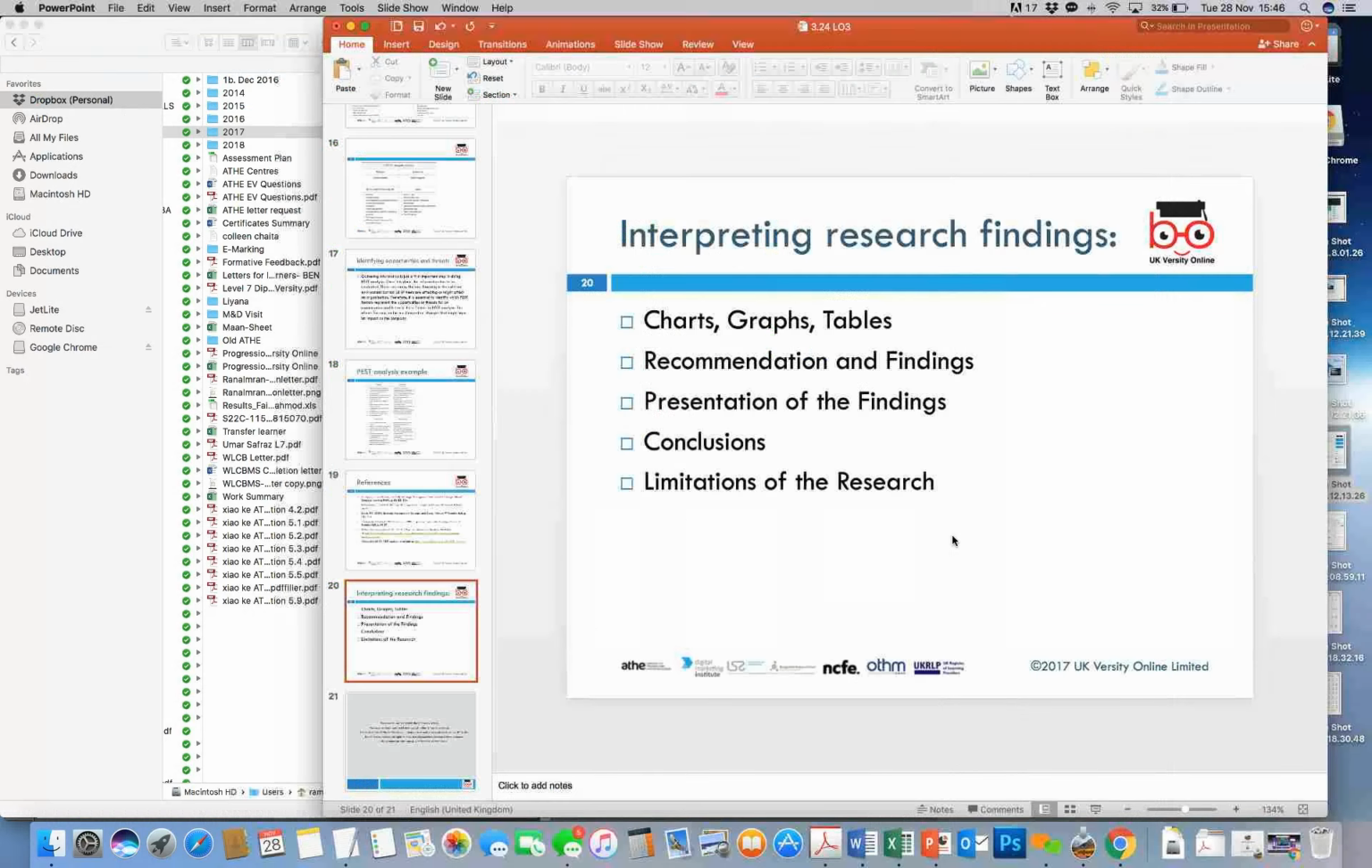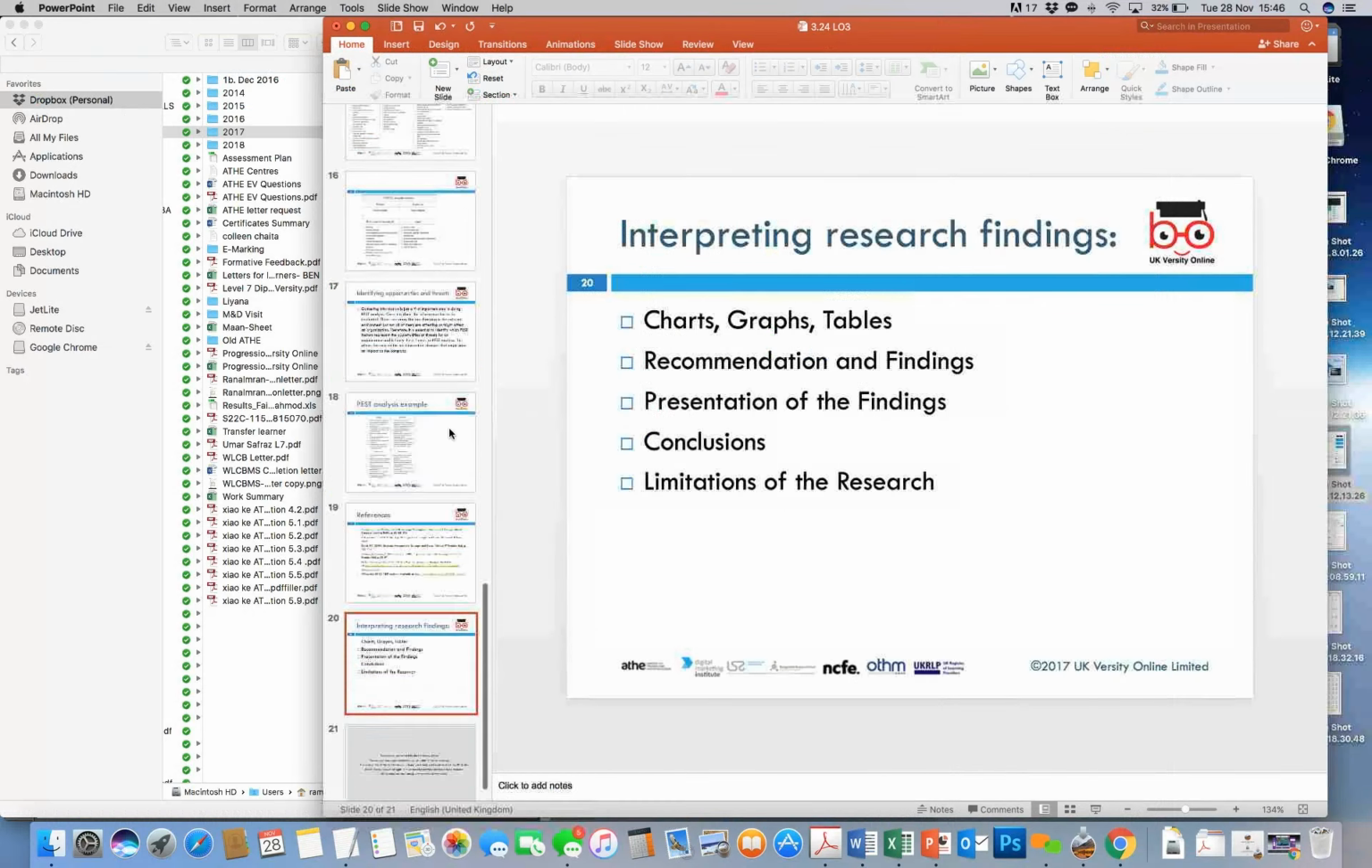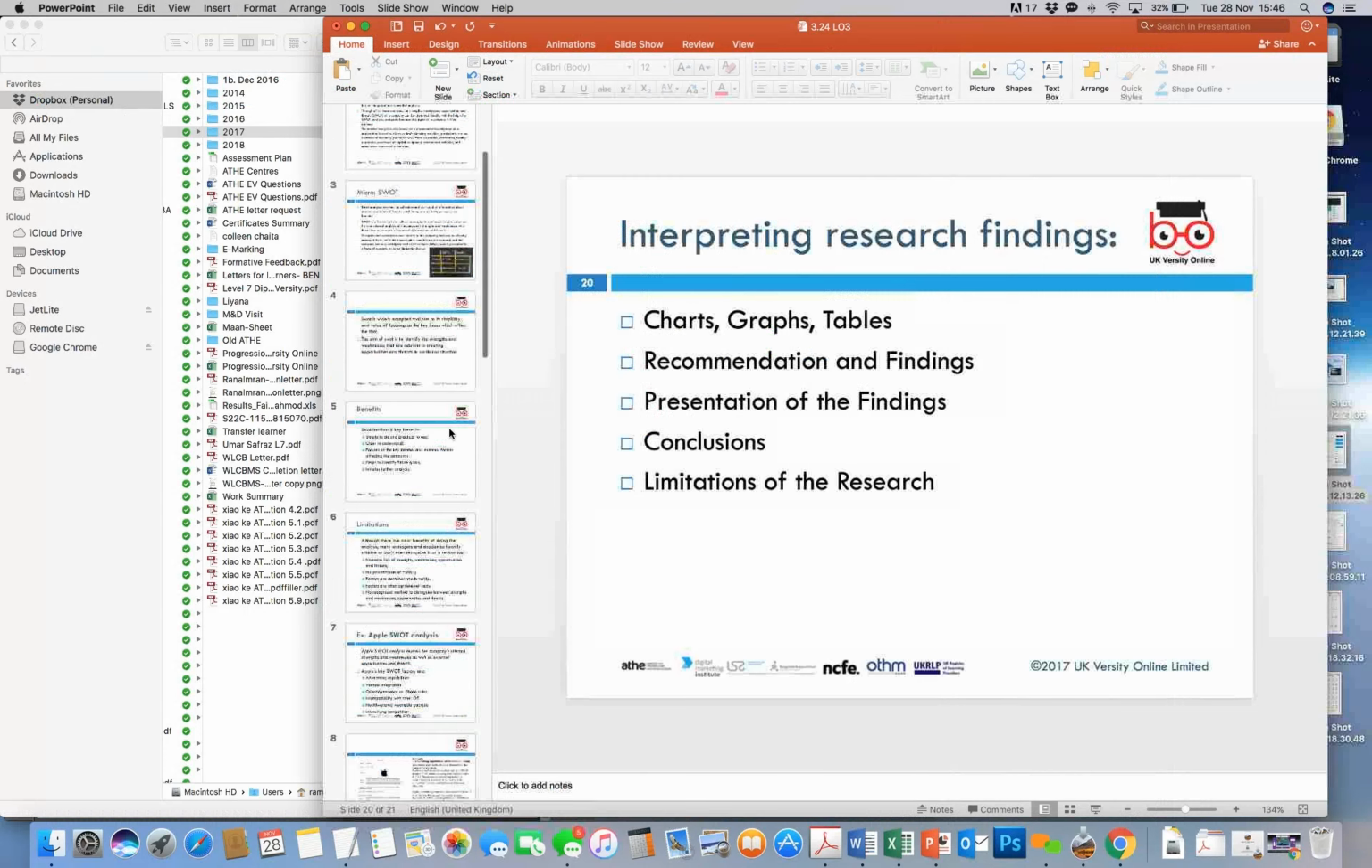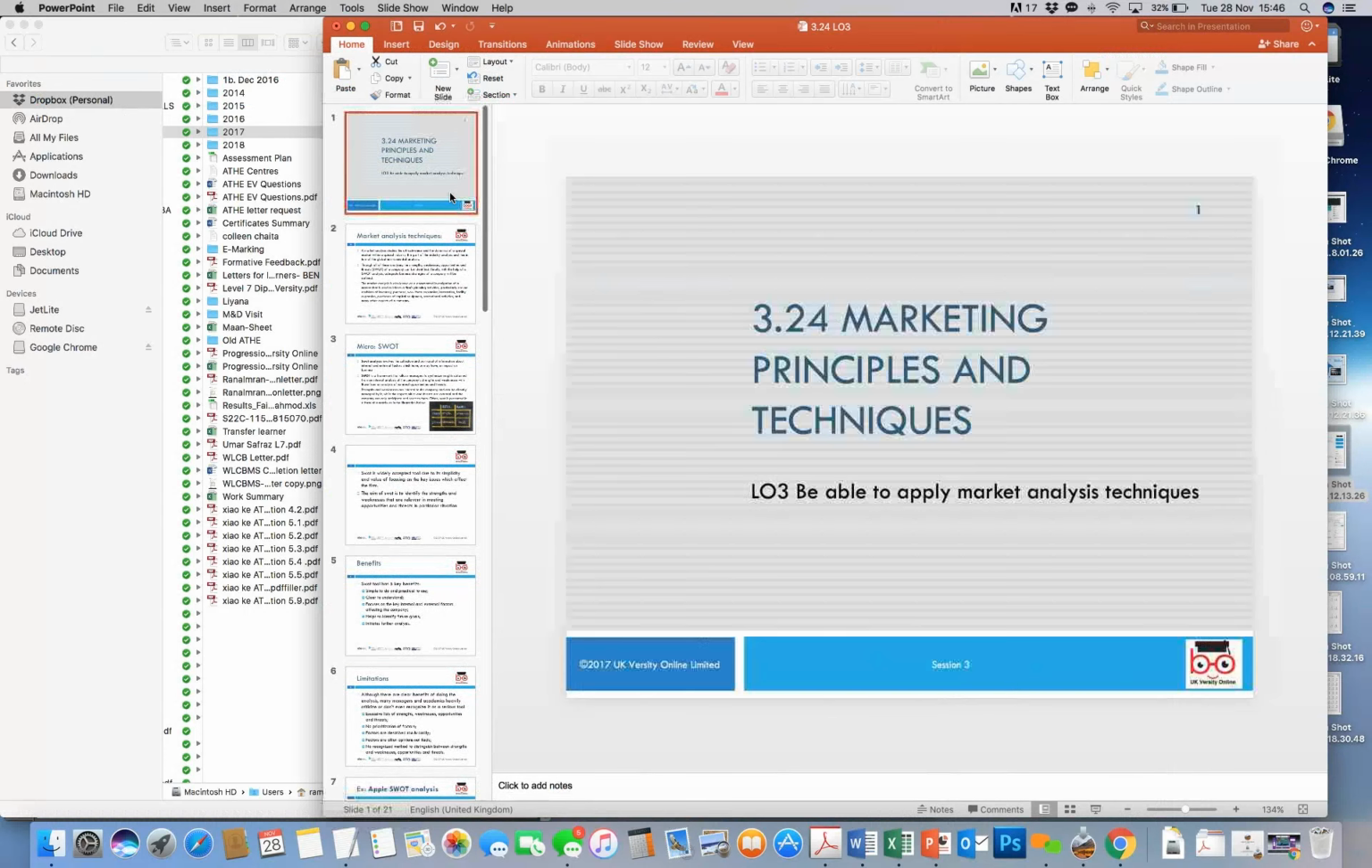So that was learning outcome 3 that we want to look at: understanding the tools and techniques using which you are able to interpret market situations, or factors which affect a company, a business, or an organization.